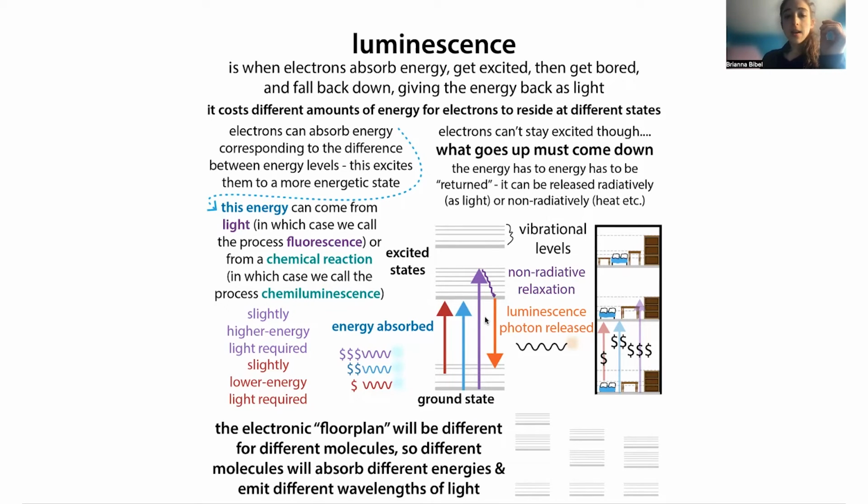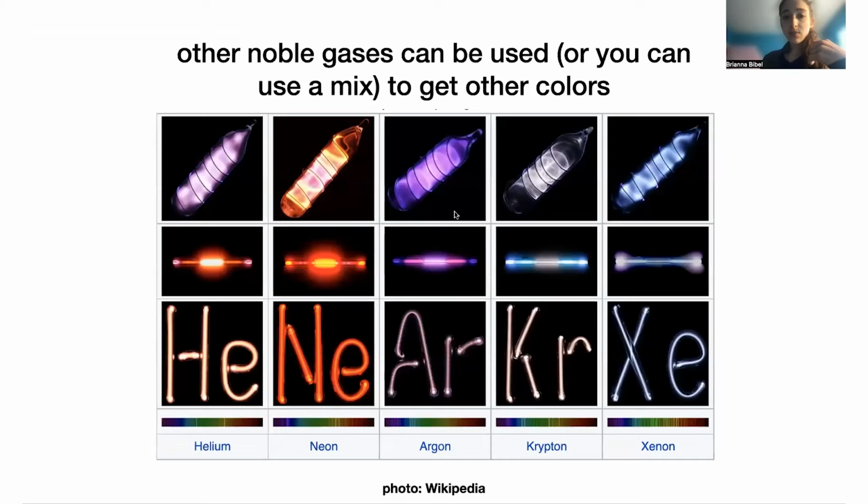But anyway, the distance between these different floors is going to be different for different atoms, for different elements. And this difference matters because the distance is what's given back off when those electrons fall back down. Because all these elements have different electronic floor plans, they have different energies that are going to be absorbed and given back off. They're going to give off different colors of light. And so this is why you get different colors of light from these different gases.